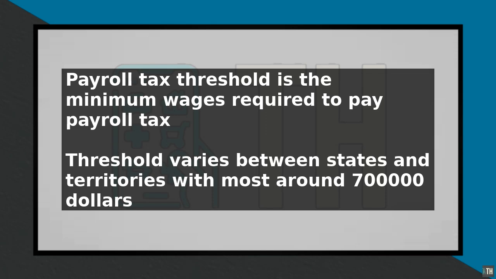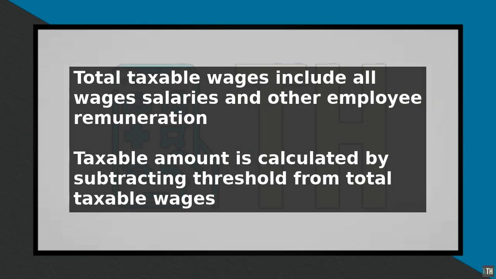For example, if an employer in New South Wales has a total taxable wage of $1.2 million per year and the payroll tax threshold is $900,000, the taxable amount would be $300,000. If the payroll tax rate is 5.45%, the payroll tax payable would be $16,350 per year.